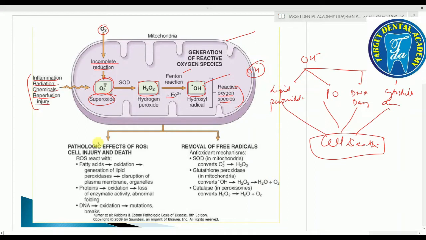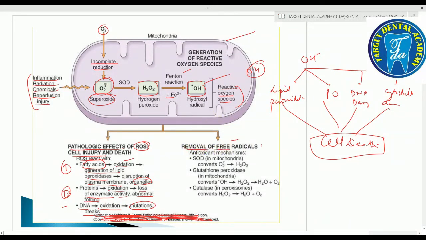Fine. Now the pathologic effects of the ROS, cell injury and death. So the ROS reacts with the fatty acid and causes oxidation, which leads to generation of lipid peroxidase, and finally there is disruption of the plasma membrane and the organelles. While in the proteins, it leads to oxidation, which further leads to the loss of enzymatic activity and abnormal folding. While in the DNA, it leads to oxidation and mutation.